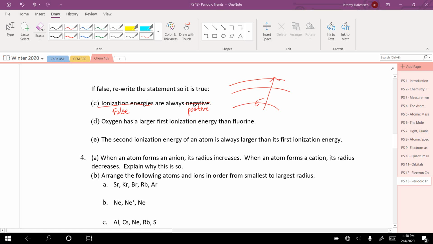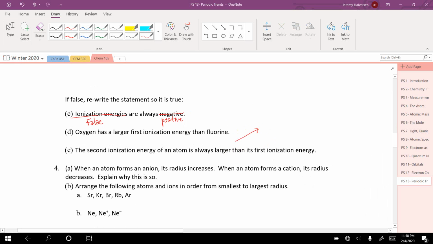Oxygen has a larger first ionization energy than fluorine. Well, we know the trend for ionization energy increases up and to the right. So carbon, nitrogen, oxygen, fluorine, and then neon. That's the order on the periodic table in that second row. So oxygen has a larger first ionization energy than fluorine. That's not true. Fluorine is further to the right, which means it's going to have higher. So this is also false. Oxygen has a smaller first ionization energy than fluorine.